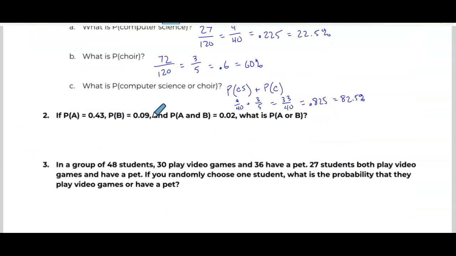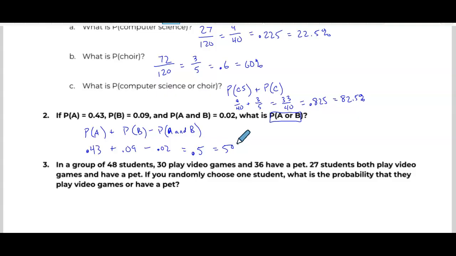Okay, so this is a theoretical version. This is not a context version. So we're going to do P of A or B. So that tells me I need to do P of A plus P of B and subtract P of A and B. Okay, so 0.43 plus 0.09 minus 0.02. And that comes out to 0.5, 50%.